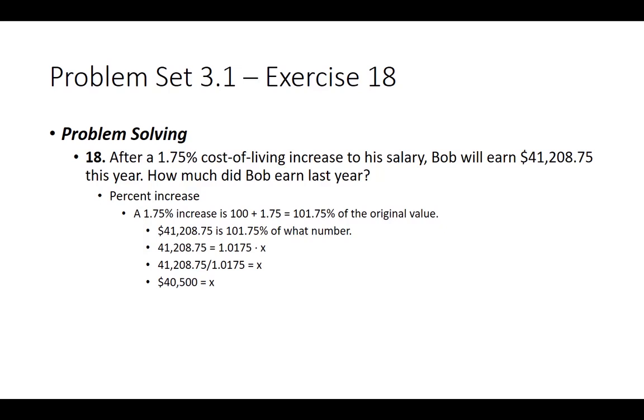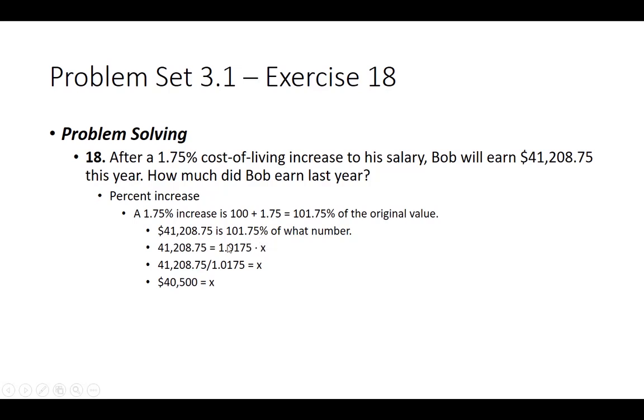So what we know is that $41,208.75 is 101.75% of some number. So what we're looking for is the translation of $41,208.75 is 101.75% of what number? That translation would be 41,208.75 equals 1.0175 times X.